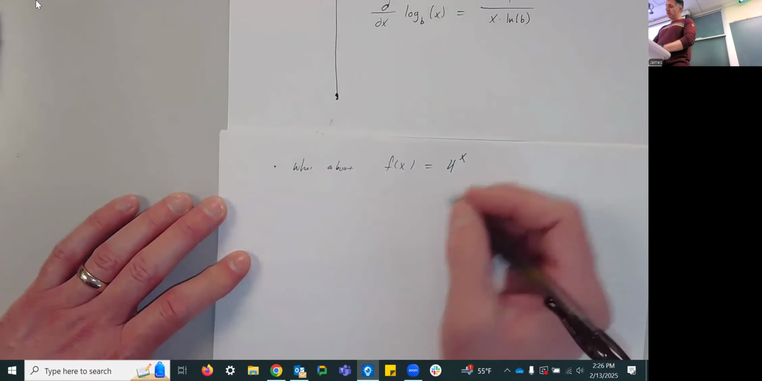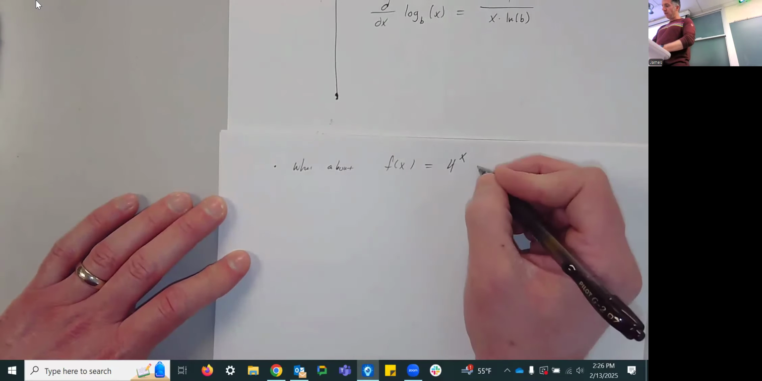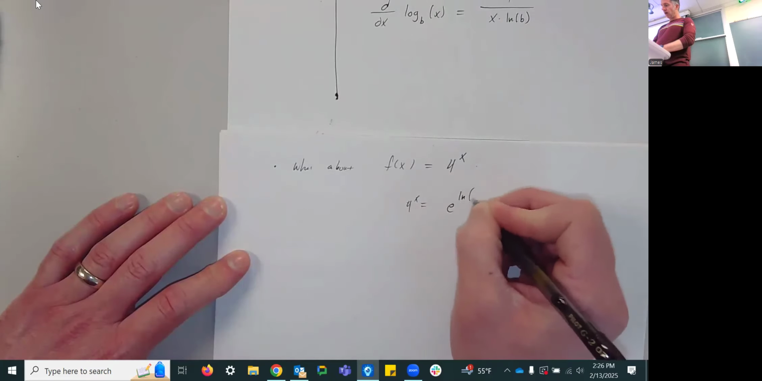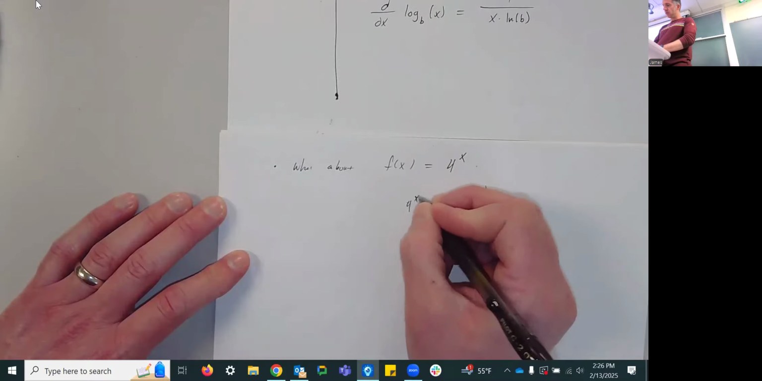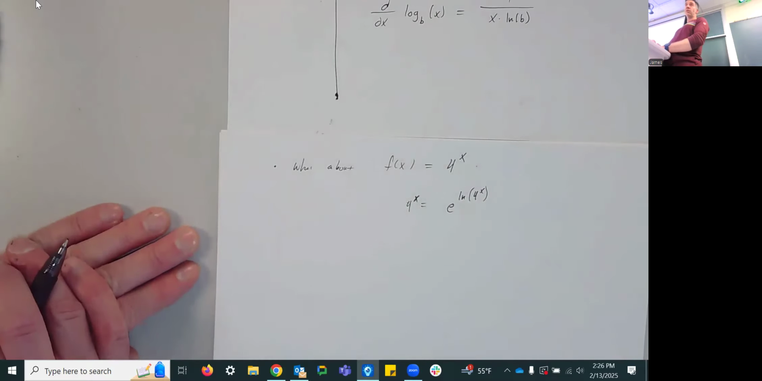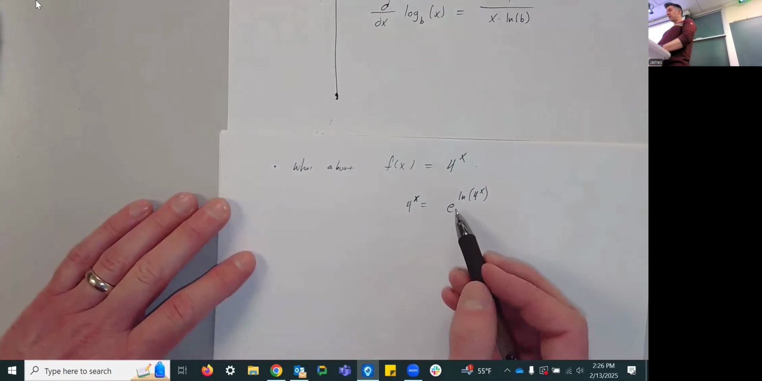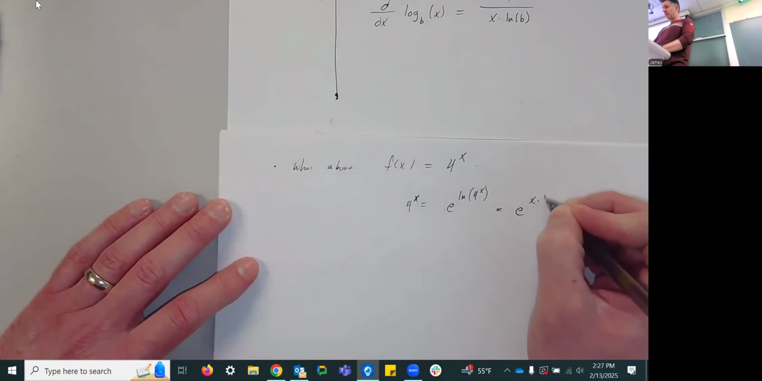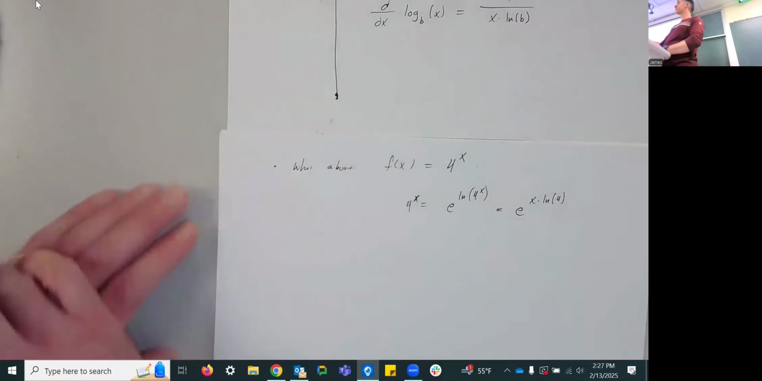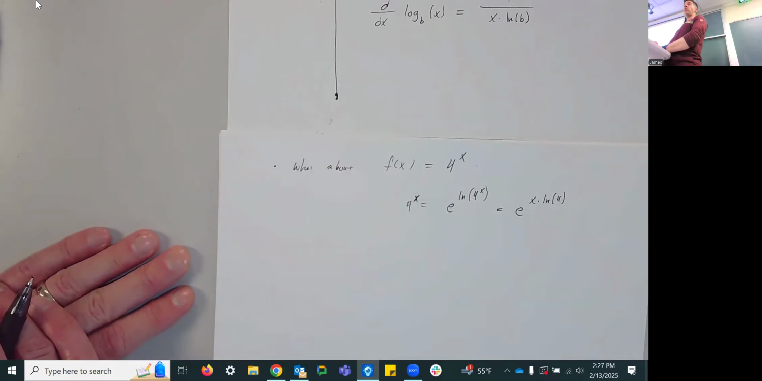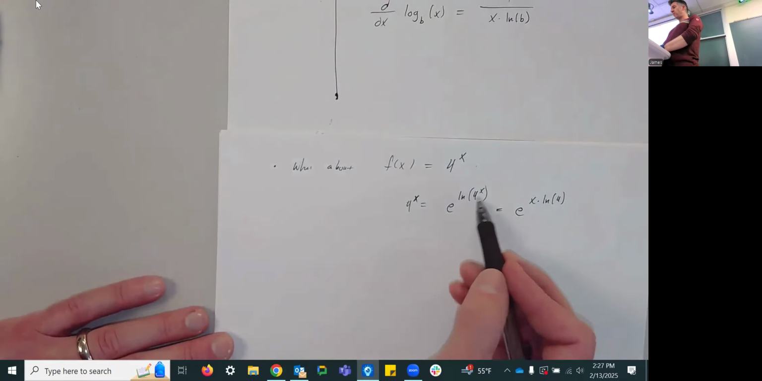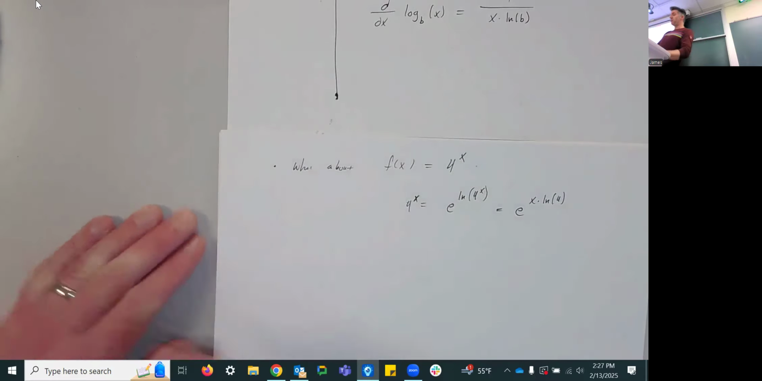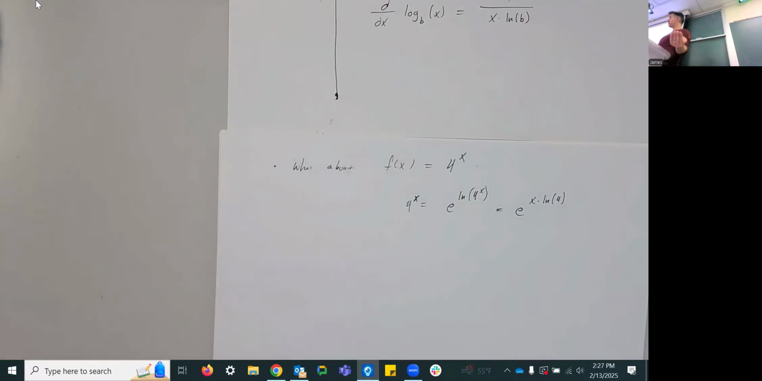Easy is debatable. So I'm going to rewrite 4 to the x as e to the natural log of 4 to the x. It's a pretty common trick when dealing with exponents. And then e to the natural log of 4 to the x, I can rewrite as e to the x times natural log of 4. I can use the power rule there for logarithms: the natural log of 4 to a power, that power can come down in front of the natural log.